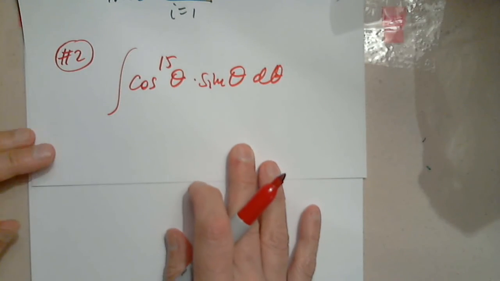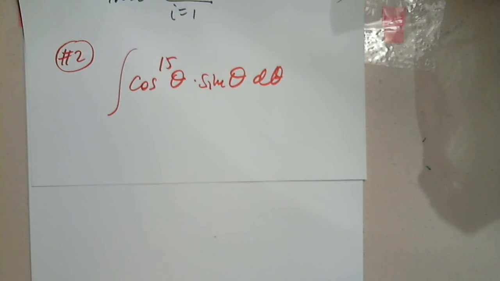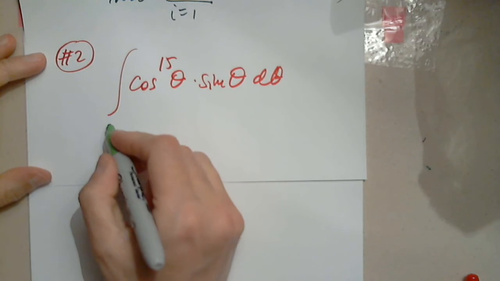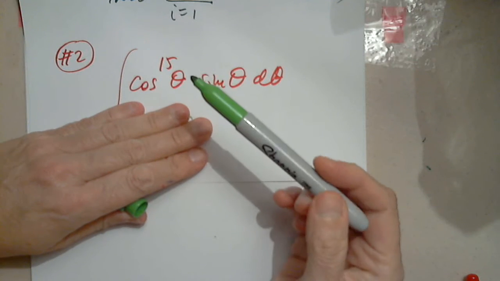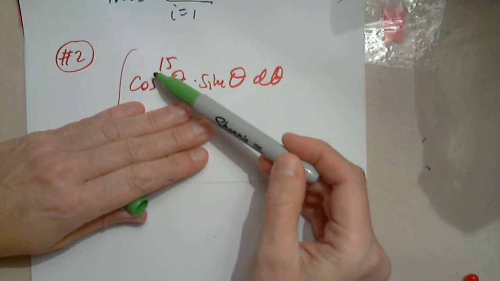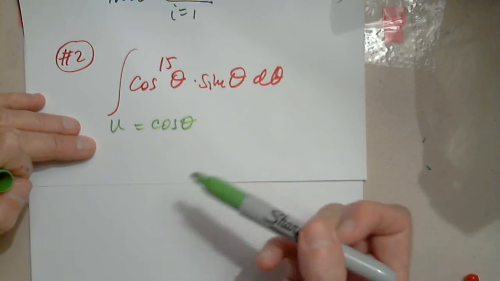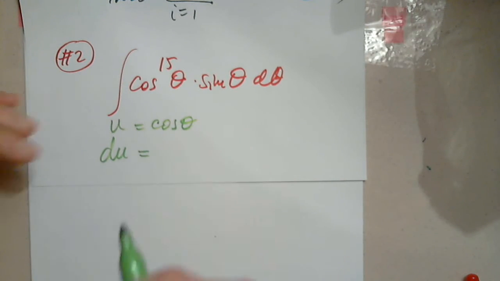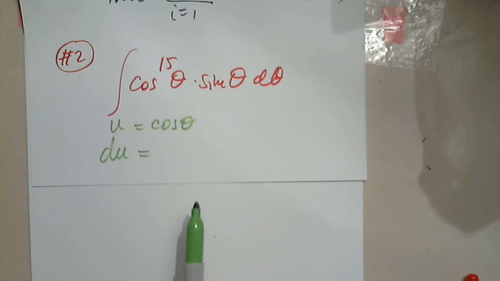Very good example. u equals cosine theta. They're giving us the substitution already. This time they're nice. So they're saying use this. Of course that's what I'm going to use, because this is the problem, and this is not a problem. And if I use cosine theta, is du in the problem? So what will du be equal to if u equals cosine theta?